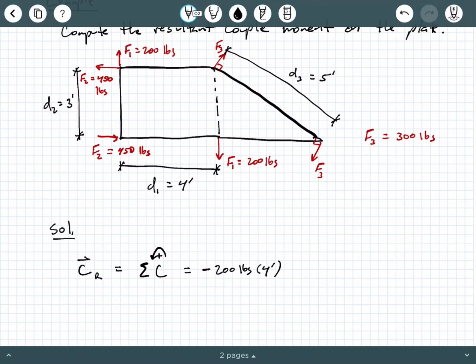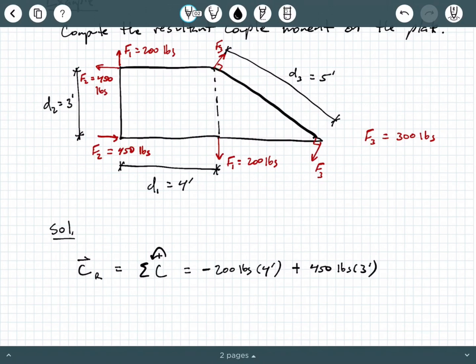What about F2? So forget about F1 and F3 now. Just look at F2 here and here, all right? 450 pounds. What's the perpendicular distance? Well, it's right here, 3 feet is that perpendicular distance. And if you look at how these are oriented, this is causing a counterclockwise tendency of rotation. So that'll be positive. So we're going to say plus 450 pounds times 3 feet.